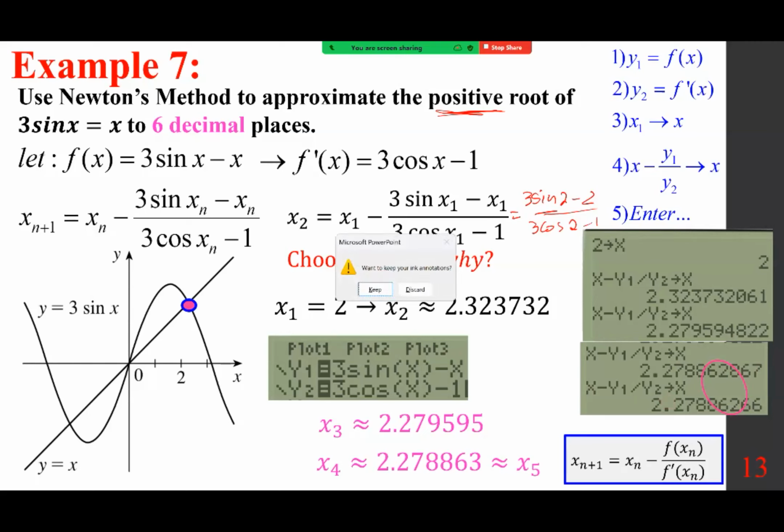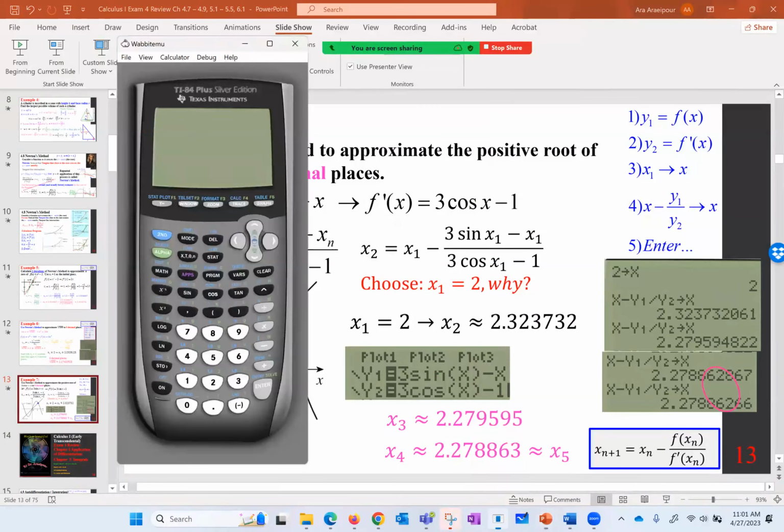But I want to quickly show you that if you use a calculator class, first, I want to show you the y. So you put in here f of x, 3 sine x minus x, and then f prime of x, 3 cosine x minus 1. And then you store 2 in x. Okay, I can show you again. 2, store it in x.